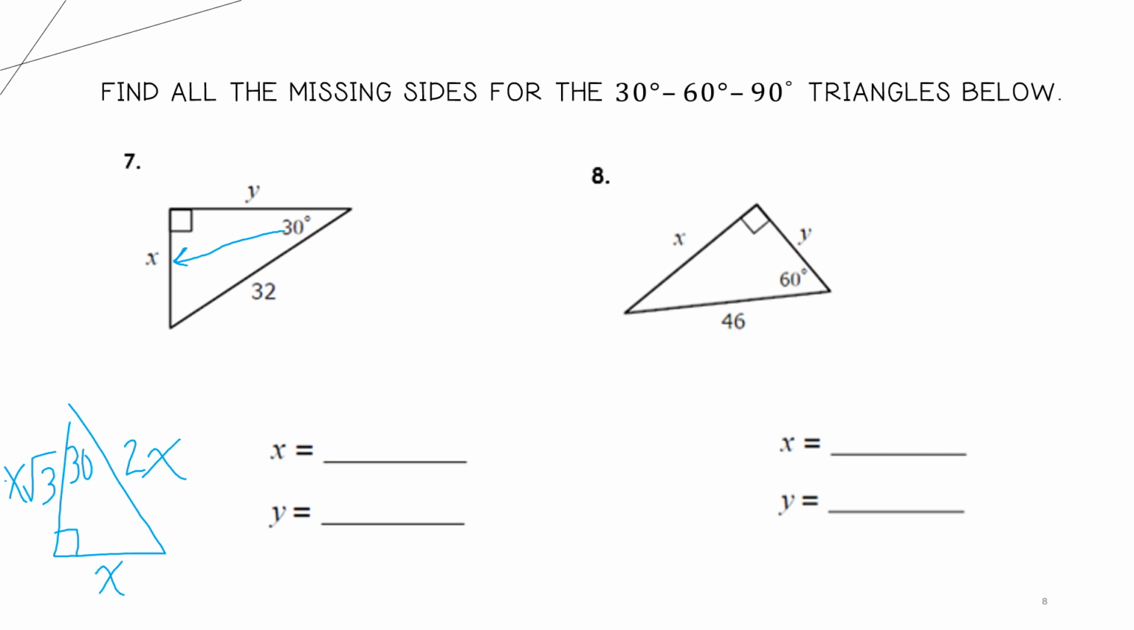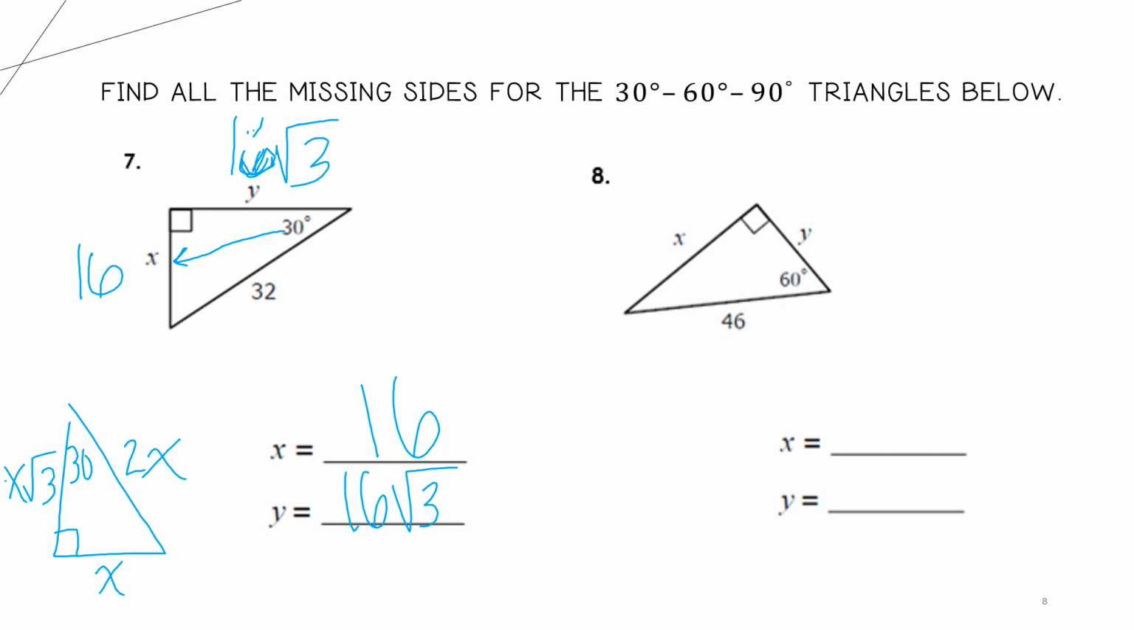So if the hypotenuse is 2x, then to find the shorter leg, we would divide by 2. 32 divided by 2 is 16. And then once we have that shorter leg, to find the longer leg, we do x times the square root of 3. So it's going to be 16 root 3. So x is 16, y is 16 root 3.